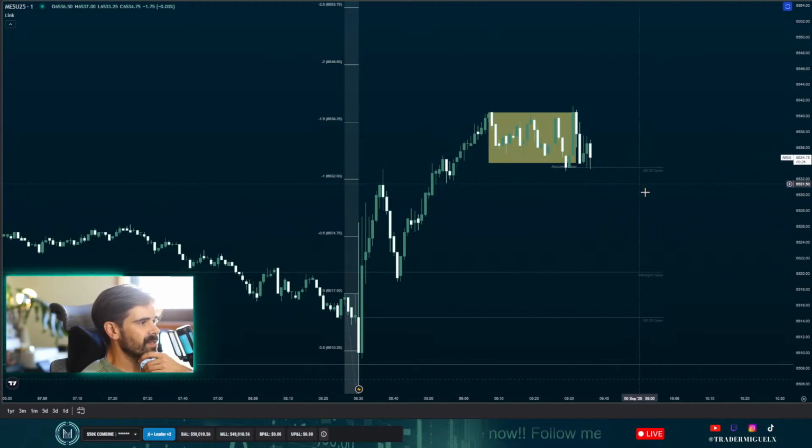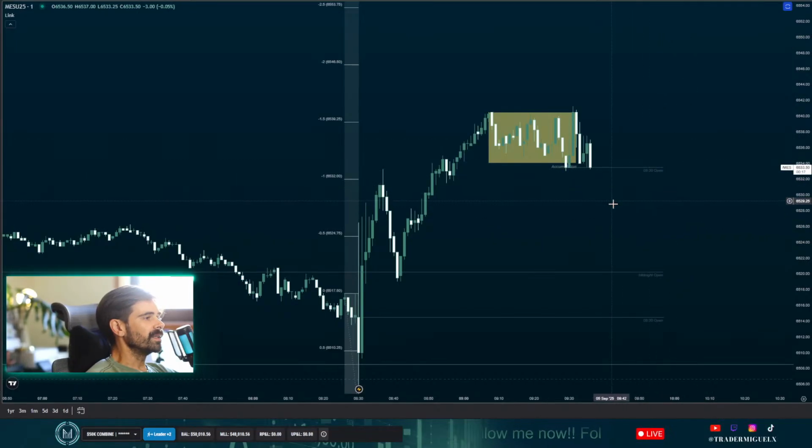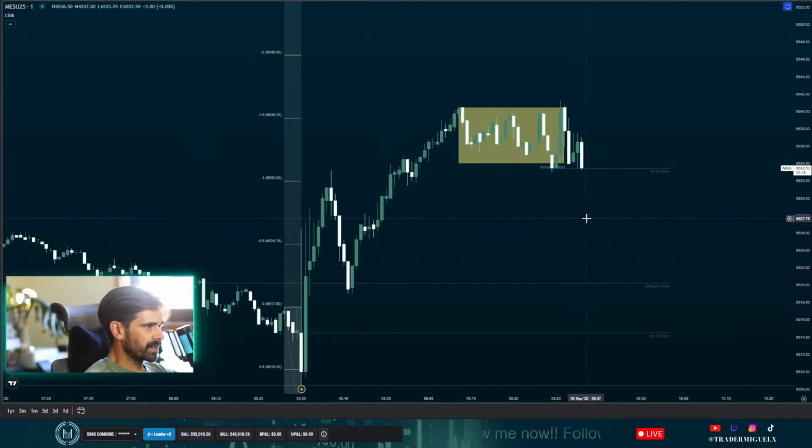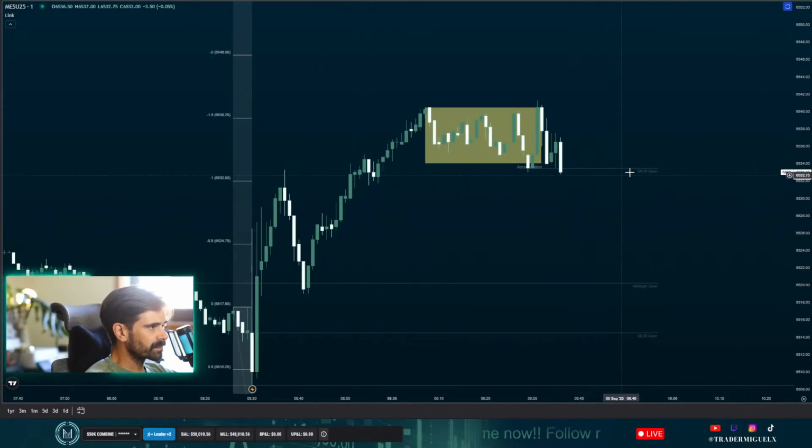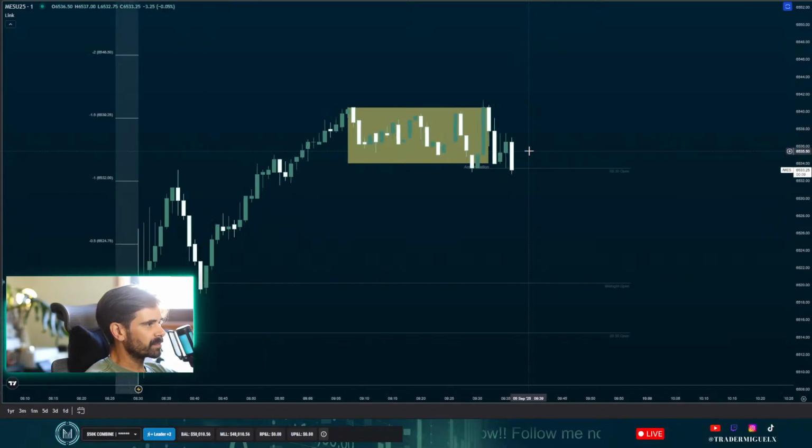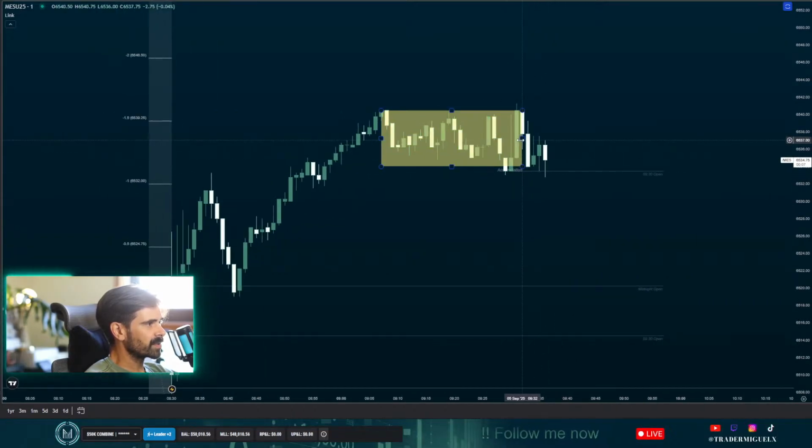It's interesting to see price getting supported by the 9:30 open, but I guess it will not take any longer here. So far, we have no fair value gap, no first presented fair value gap.